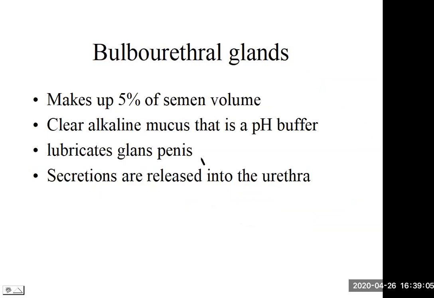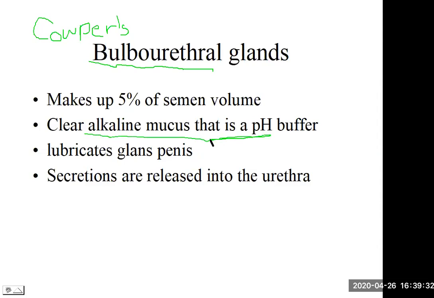And the final gland, the paired bulbourethral glands, another name is Cowper's glands. So Cowper's glands or bulbourethral glands. We notice again a pH buffer, and also this secretion is released into the urethra, excreted out of the urethra. It functions as a natural lubricant for the penis as a whole.